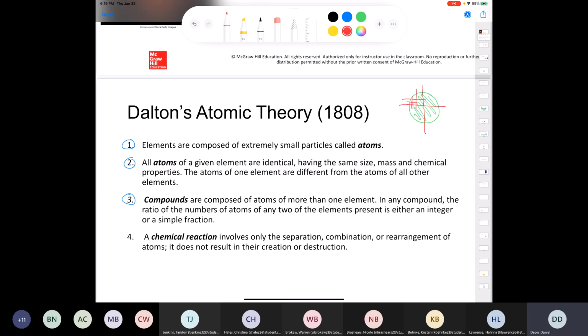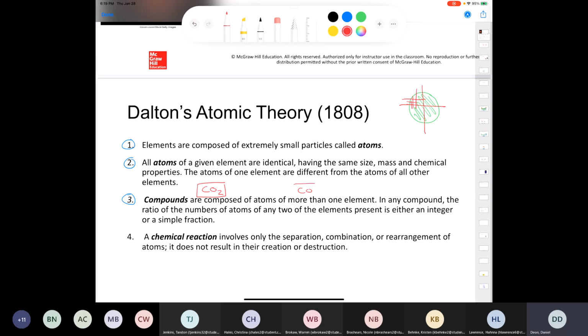Some of you have probably heard of carbon dioxide. Carbon dioxide is CO2, one carbon and two oxygens. And you might have also heard of carbon monoxide, which is CO. Now you notice that the ratio of carbon to oxygen in CO2 is 1 to 2. For every 2 oxygens, there's 1 carbon. It's a simple whole number ratio.